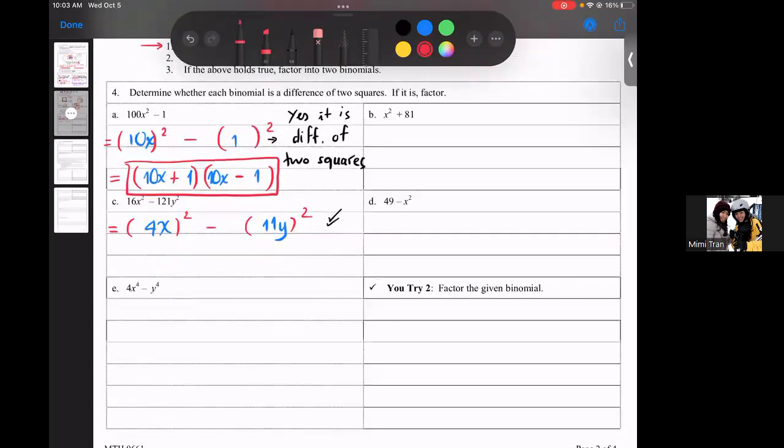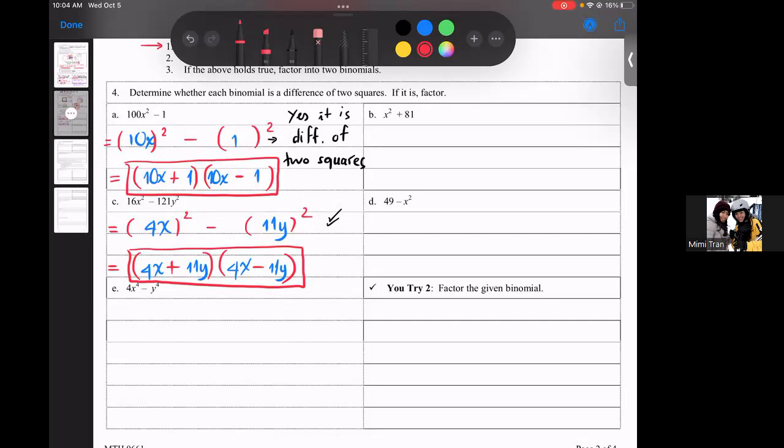Okay, so factor it. There's a plus, there's a minus. So a plus b, right? 4x plus 11y, and then a minus b, so 4x minus 11y. So far, so good.